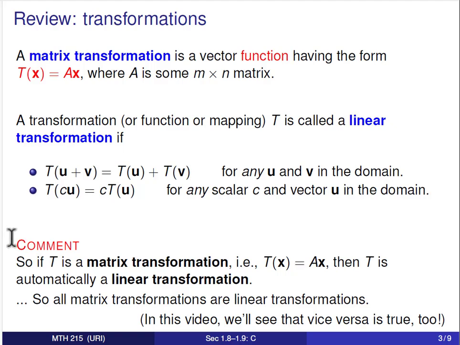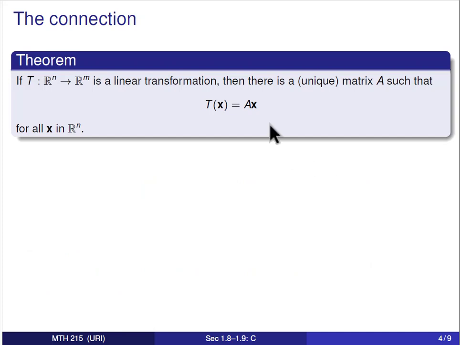Now, we commented in the last video that if T is a matrix transformation, then it already satisfies both of these properties, and therefore it's automatically a linear transformation. So every matrix transformation is a linear transformation. We promised last time, and we'll fulfill in this video, that the reverse is true: every linear transformation can be thought of as a matrix transformation. And that's exactly the point we're going to make.